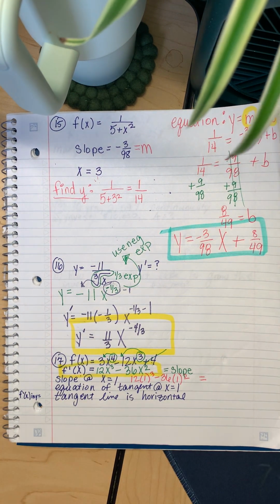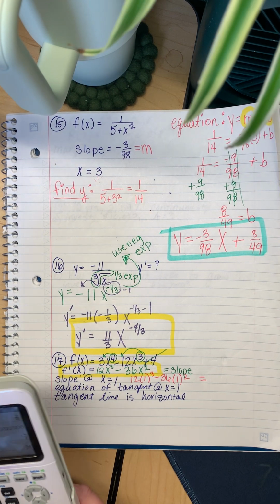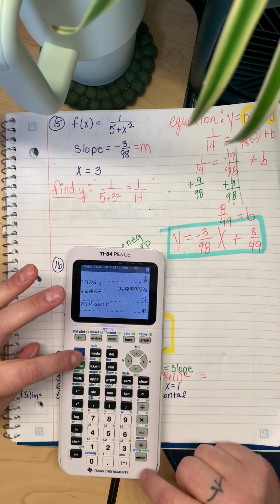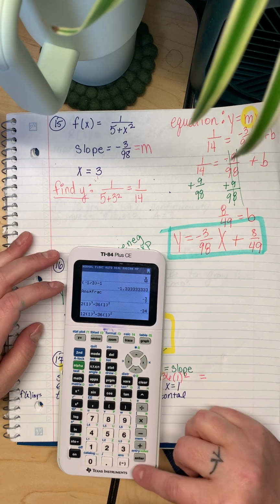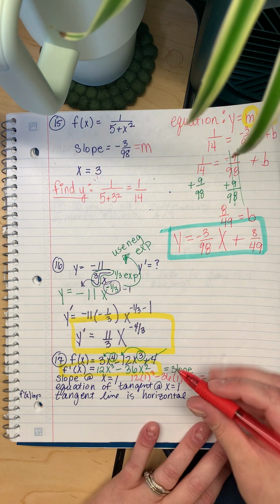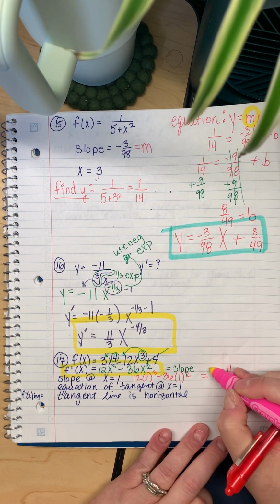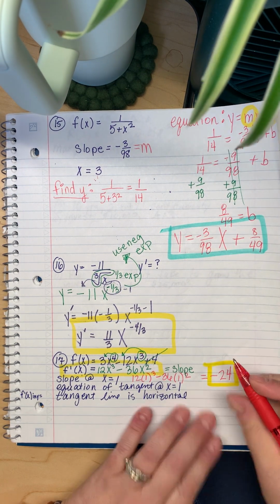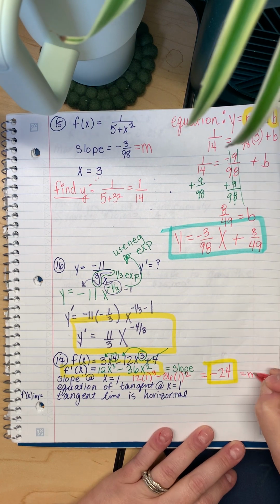Wait, did I do it wrong? Maybe I did it wrong. Oh, I did it wrong. I didn't put 12 at the front. Woo! Okay, negative 24. So that's the slope when x equals 1. Okay, so this is my slope. And what's the letter for slope? Slope is the letter M.